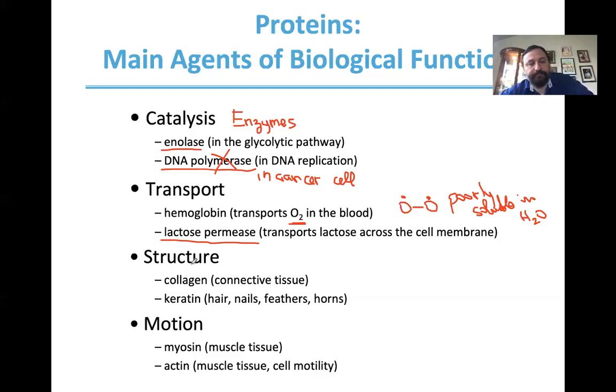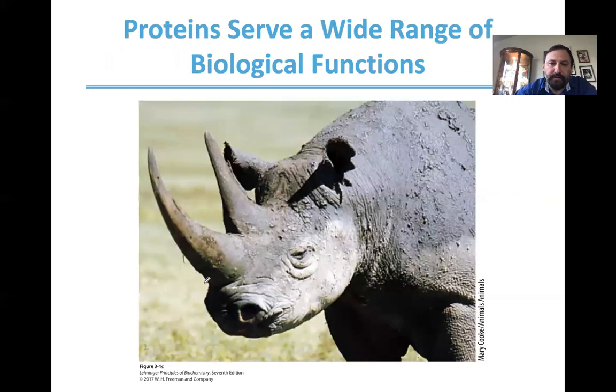Proteins can have structural properties, right? So for example, collagen, keratin. I have a nice picture of a black rhino. You can see here the horn of the black rhino has been associated with aphrodisiac properties for many years and has been the highly desirable object for poachers, right?